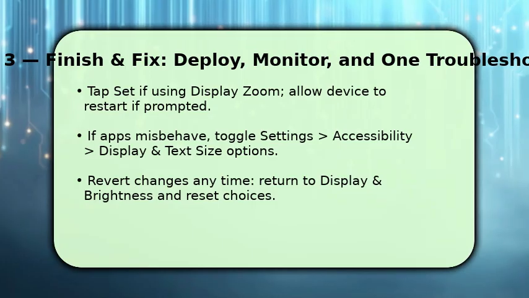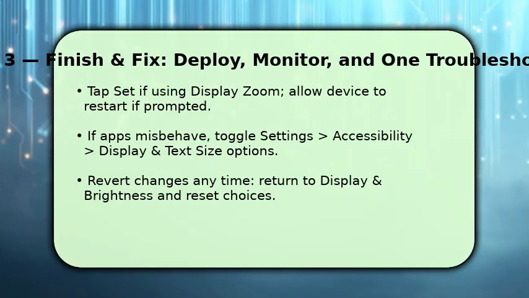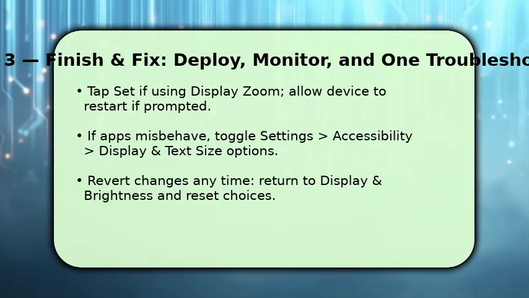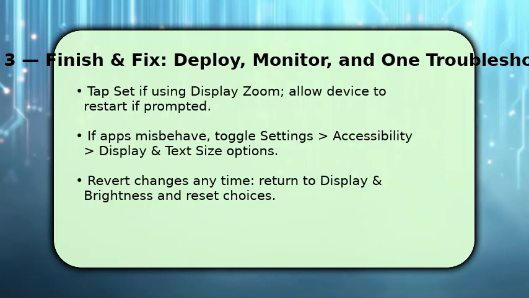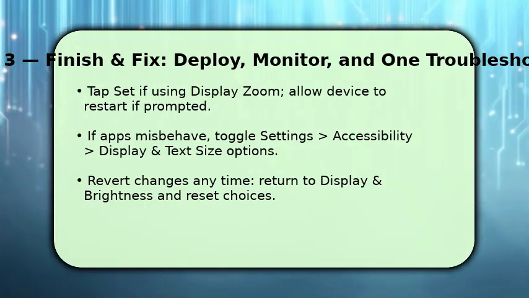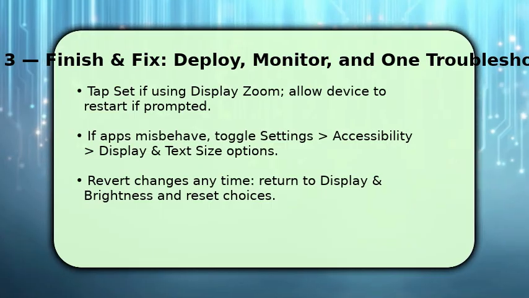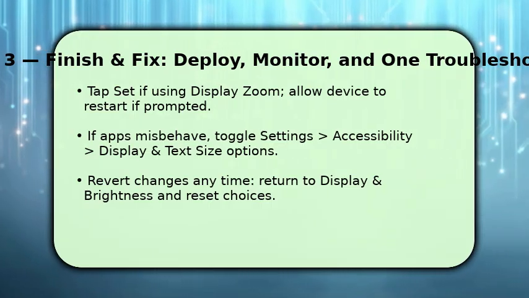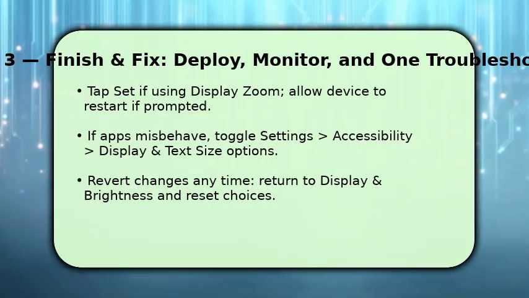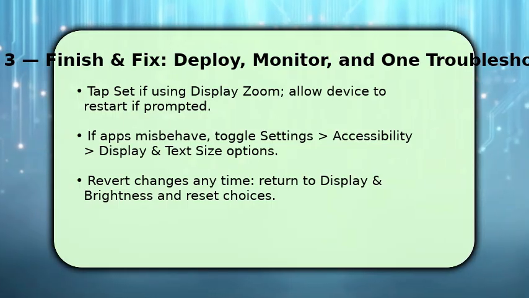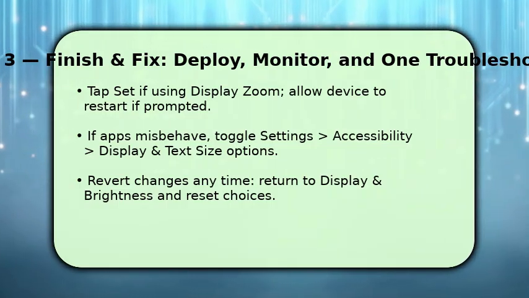If an app looks cramped or misaligned, go to Settings, Accessibility, Display and Text Size and try Reduce Motion, Larger Text, or Smart Invert as fixes. If problems persist, revert to Standard View and smaller text size. This final check ensures the change improved your experience. Otherwise, you can always undo it.